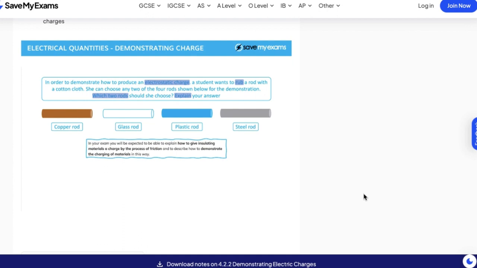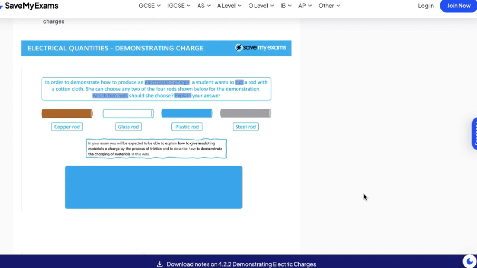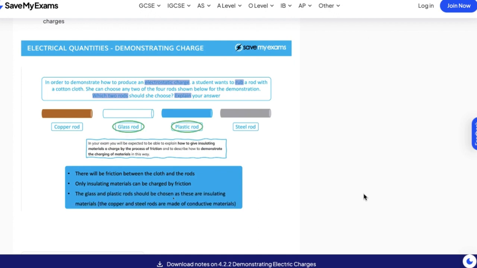So let's build a short, succinct answer here, and here's our answer window. The first thing in my explanation is to state that there will be friction between the cloth and the rods. That's what this rubbing is going to do. Further, I'm going to say that only the insulating materials can be charged by friction. We can't charge the copper and steel rods by friction with a cloth. And lastly, the glass and plastic rods should be chosen as these are insulating materials, and the part in brackets completes the answer because the copper and steel rods are conductive. Here I've circled the 2 correct answers.